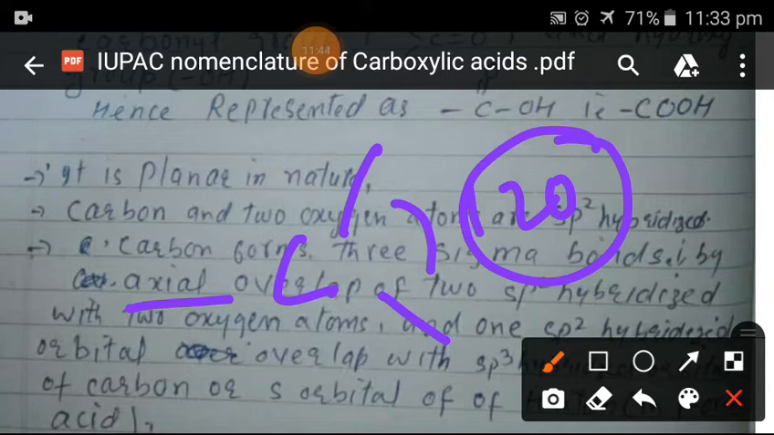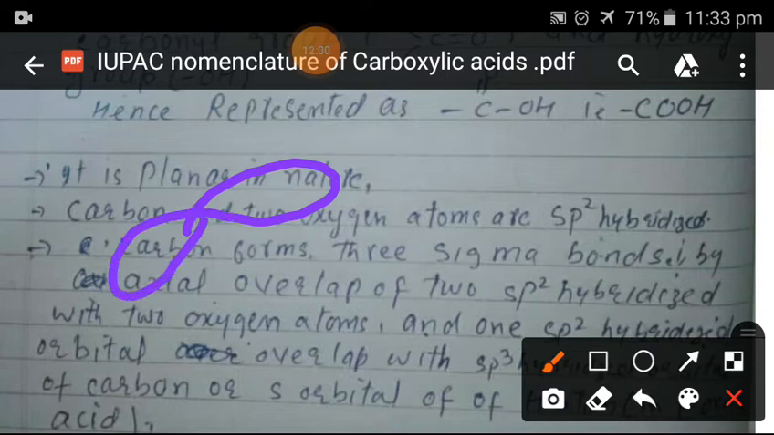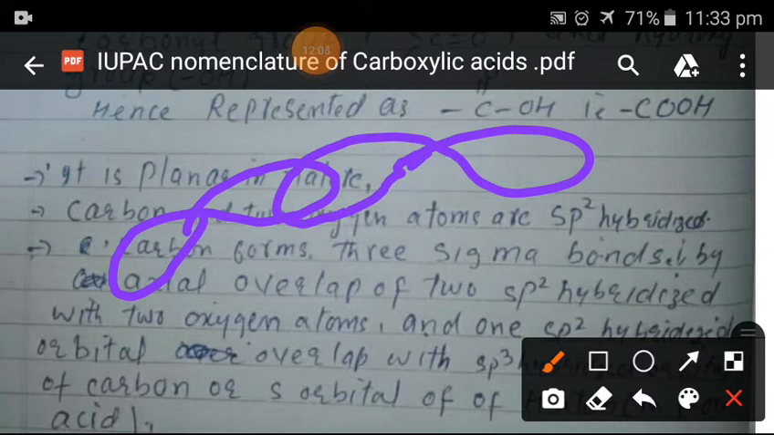Similarly, carbon also forms one pi bond. Sigma bonds are formed by head-to-head collision. That is, in the orbital picture, when there are p orbitals, p orbitals are dumbbell shaped. When they overlap, the sigma bond is formed by the head-to-head overlapping of the orbitals.